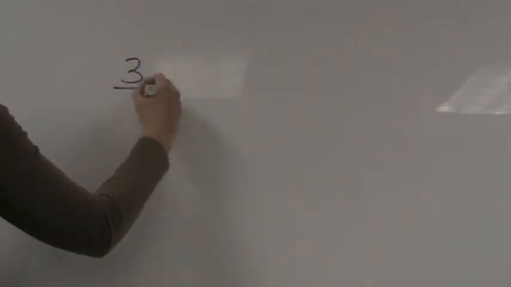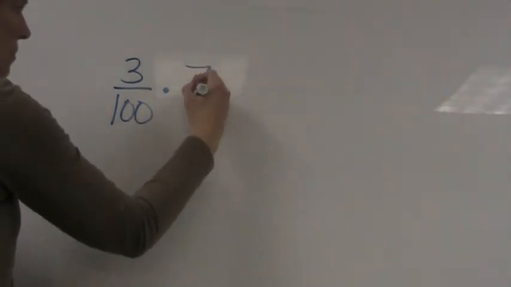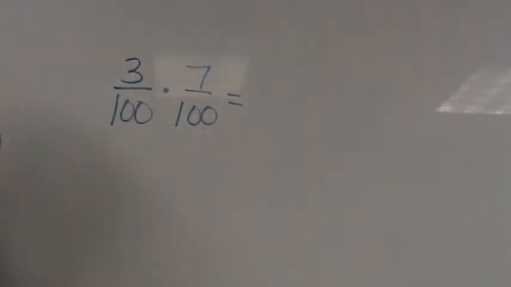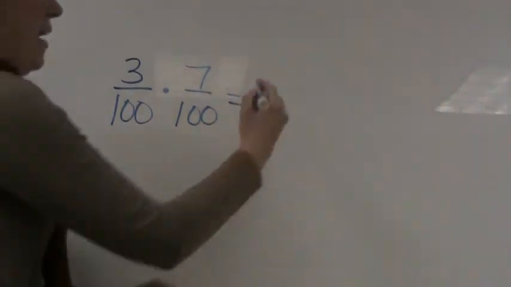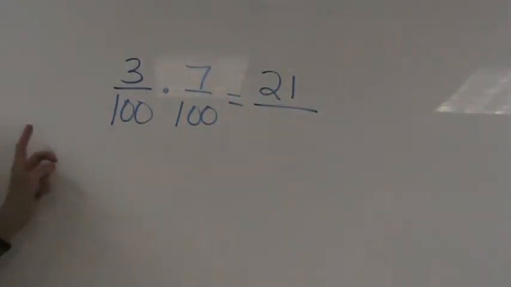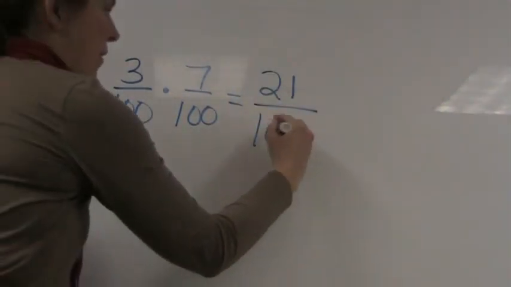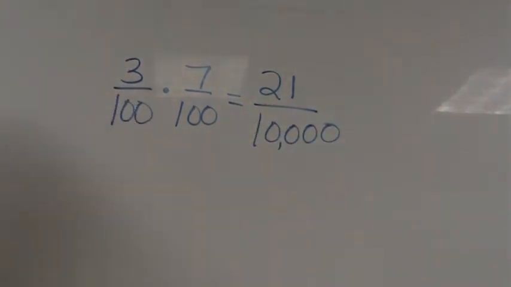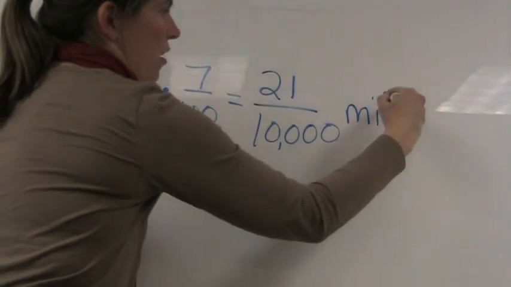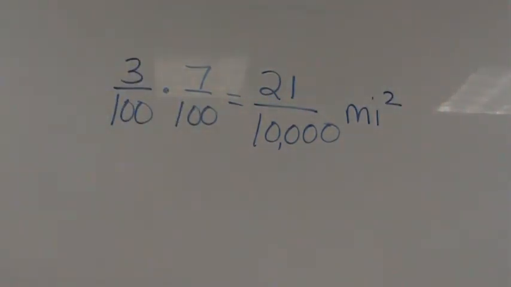So if we took 3/100ths times 7/100ths, we're going to simply multiply everything on the top together, and we get 21. We multiply everything on the bottom together. So we have, as our area, 21 10,000ths. And we can't forget our units here. We have square miles. It works just as well for fractions as it does for whole numbers.